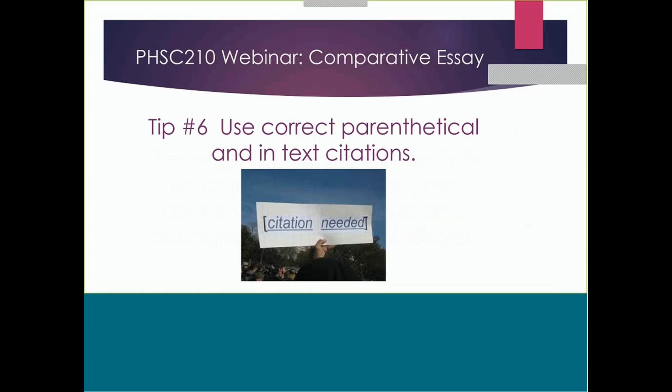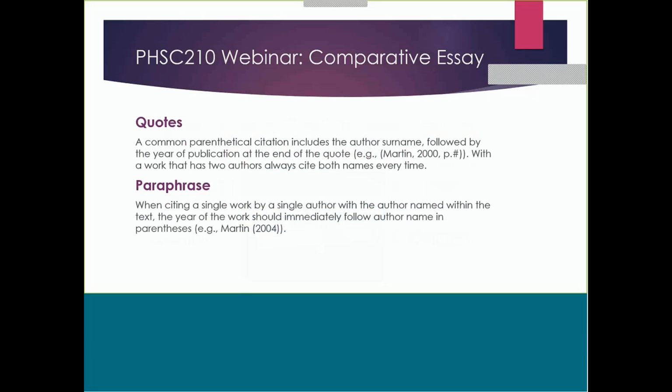Tip number 6, use correct parenthetical and in-text citations. Citations are needed within the body of your paper as part of APA formatting. And there's really 2 types of in-text citations.